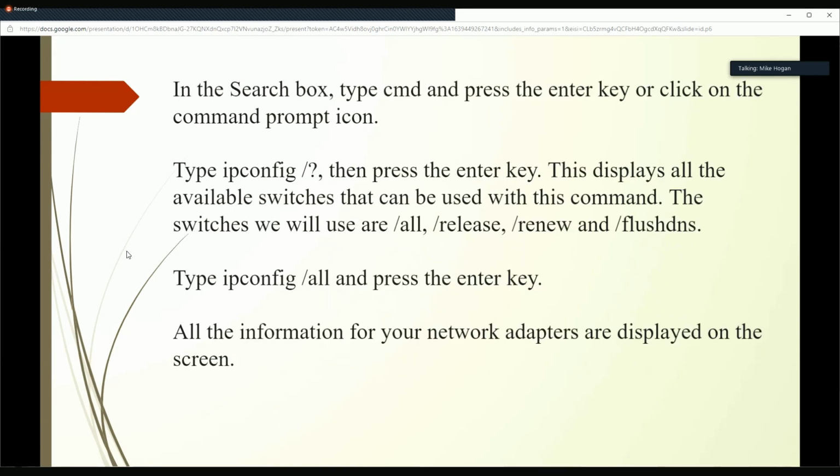All right, so if I want to go to the command prompt, I can go to my search box, type in CMD for command, and it'll pull up a command prompt. And then I can start using IP config with all the different switches. You can see a couple that are listed here: /all, /release, /renew, /flushdns. All of those are available. If you do an ipconfig /?, it'll give you all the options.